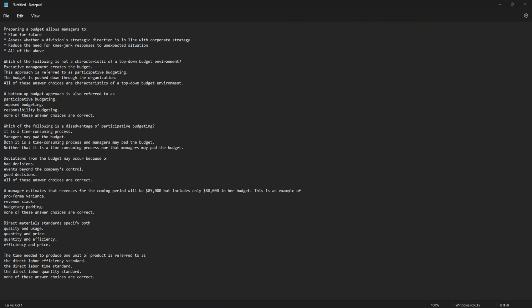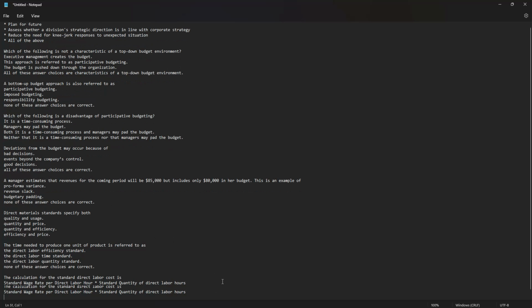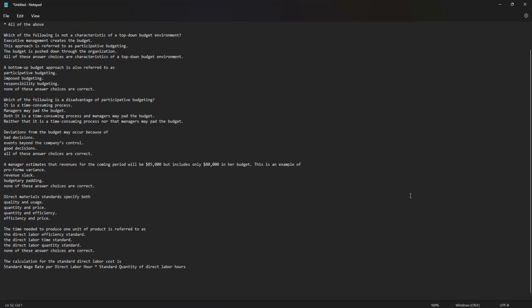The calculation for the standard direct labor cost is, who knows the formula? I'm not even going to give you the other ones because that's just going to confuse you. I'm just going to tell you what the answer to it is, just to save everyone time. It's the standard wage rate per direct labor hour multiplied by the standard quantity of direct labor hours. That's the formula. If you can remember this formula, then you're pretty much golden.